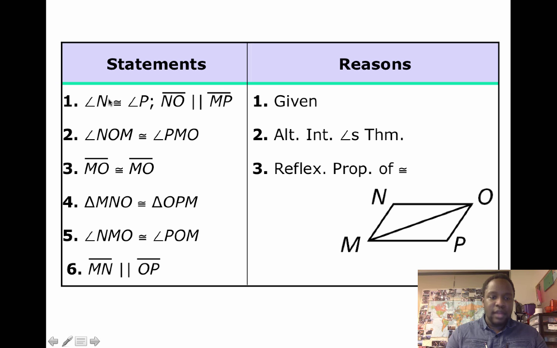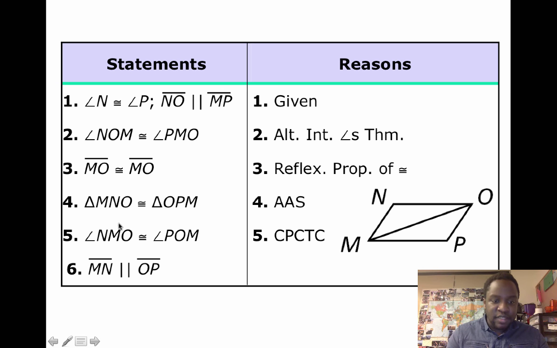So now we have an angle and a side. So angle N, NOM, and a side. So we're going to say that these triangles are congruent by angle, angle, side. Now that we know that the triangles are congruent, we can say that angle NMO, this angle right here, is congruent to angle POM by CPCTC. Since we know the triangles are congruent, the corresponding parts are also congruent.